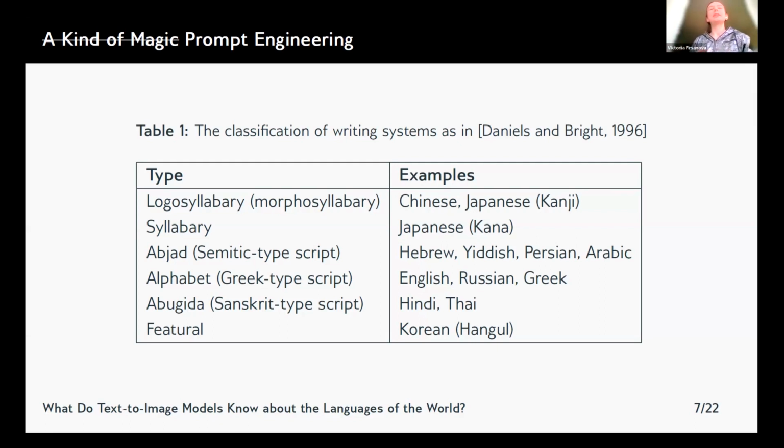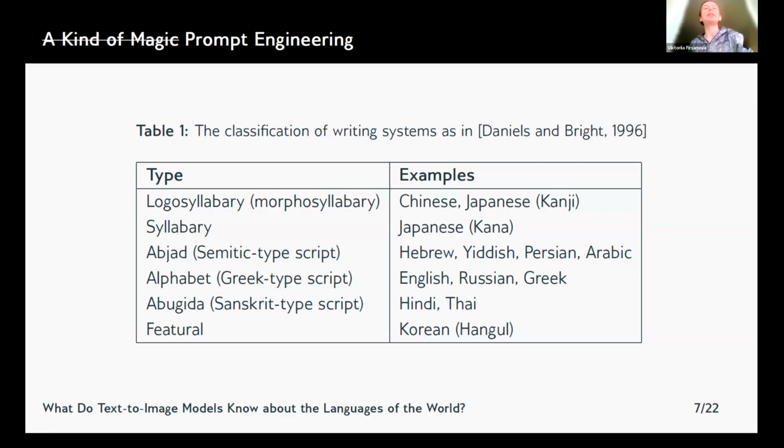So I decided to use the classification of writing systems because when we talk about text-to-image modeling, we are still focusing on computer vision properties, on image generation. And for me, it sounds quite logical that writing systems, different scripts, are the first thing that such a model should capture.